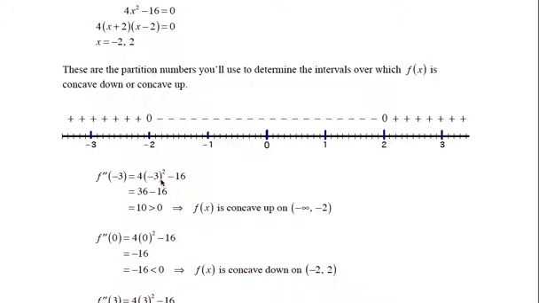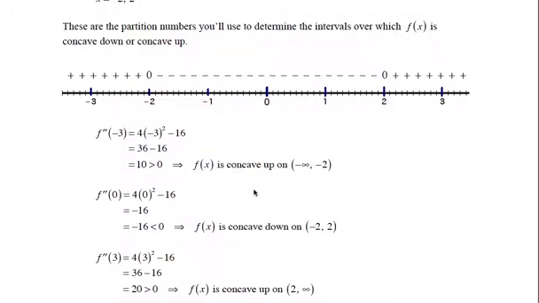-3 squared is 9, times 4 is 36, and we subtract 16, and that gives us 20. Not 10 as it shows here, but 20. That's a positive value, and that means that the function is concave up from -infinity up to -2.